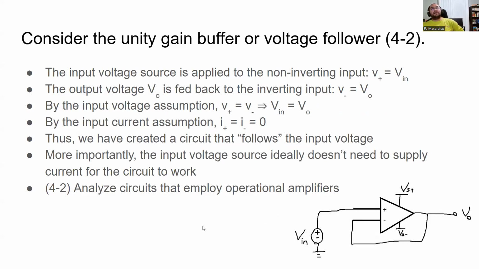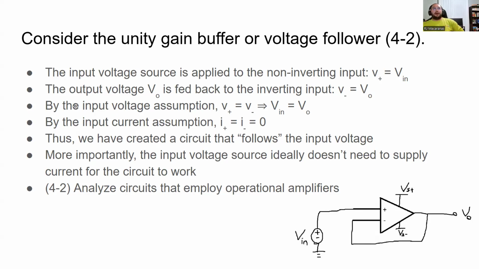As a first example, we usually consider this unity gain buffer. I've drawn it down here in the bottom right. Basically, we've got an input source connected to the non-inverting input, right? So here's my voltage source, and I've connected it to the non-inverting input there. And then I've got the output voltage and I'm feeding it back into the inverting input, right? So there's that connection there.